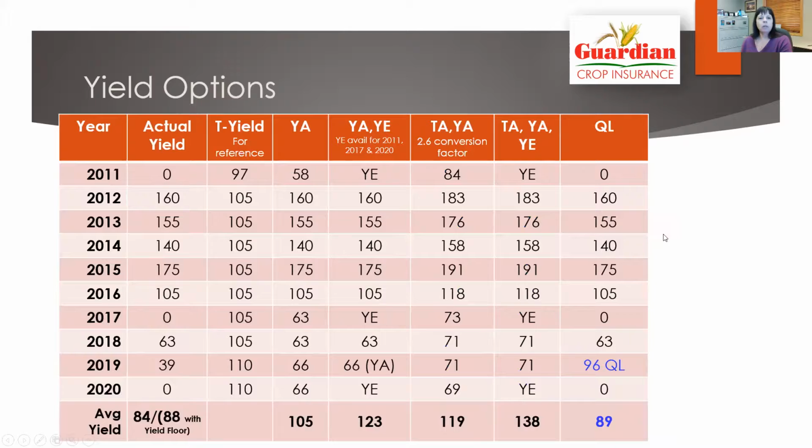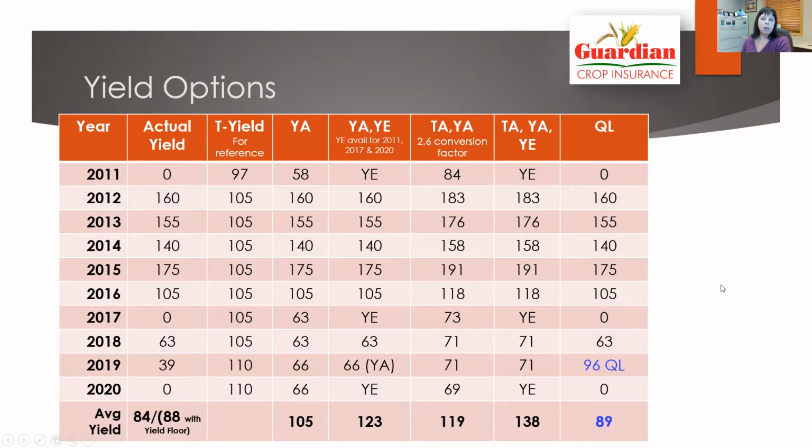So now we're going to add the quality loss, and I'm just going to show you the quality loss without any extra options on there, just to show you how that works. In this case, the only year that he had a qualifying loss was in 2019. So his pre-quality loss production was 96, but after all the discounts it came out to 39. They used the 39 because that's what he got paid on. But without the quality affecting his yield, he actually had a 96. So by plugging in the 96 and leaving all the other yields the same, he would have an 89 for an average versus the 88 with the yield floor.